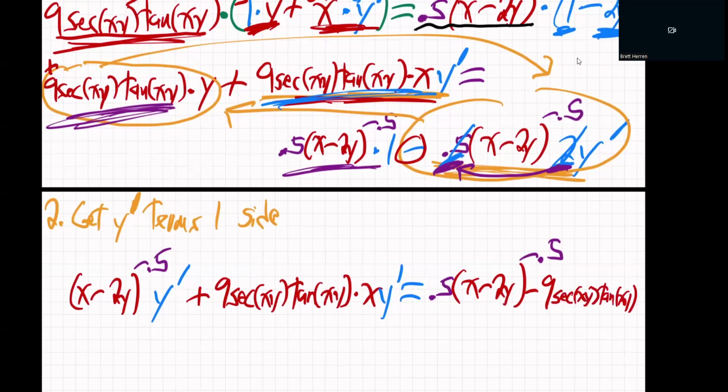Oh no, it blew it again. Trying to squeeze it in there. Tangent xy times y. Okay.